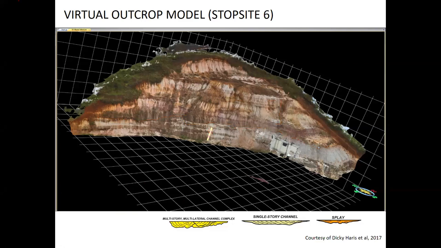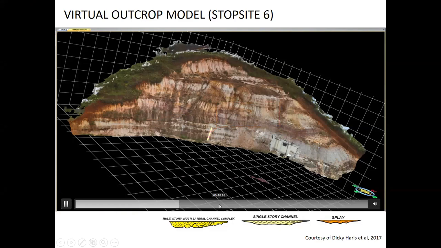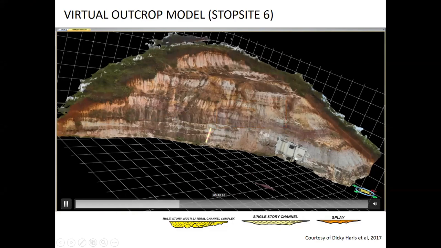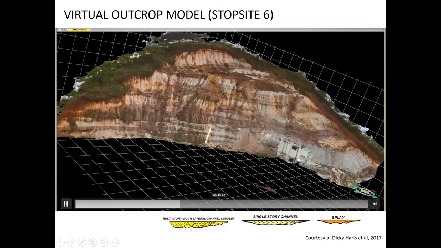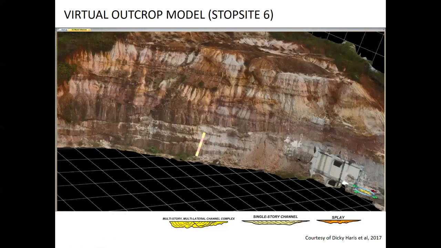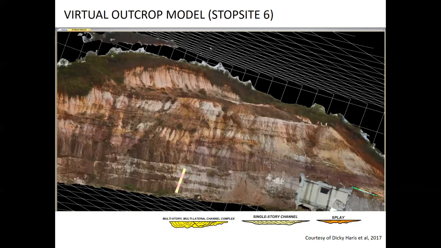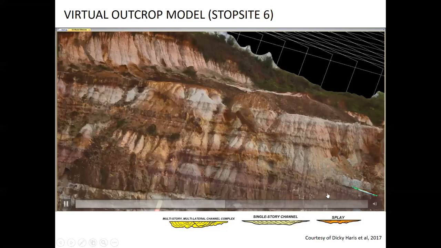The individual bed thickness ranges from 50 centimeters up to 200 centimeters. We can see the channel clearly because the outcrop is perpendicular to the channel axis, so basically to the west. If you notice, the channel bodies in this outcrop also show thinning upward. At the bottom section, we see some very thick channel bodies up to 1 meter and then they become thinner going upward.